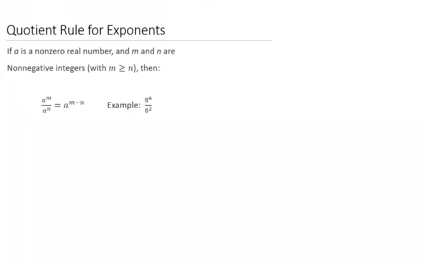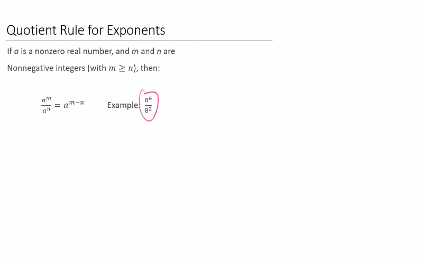All right, let's talk about the quotient rule for exponents. The quotient rule for exponents says that if we have the same base, here it's a again, and we divide them, then we can just subtract the exponents. Notice how we just end up with 1 a. Once again, we go from two bases to one base, just like with the product rule.